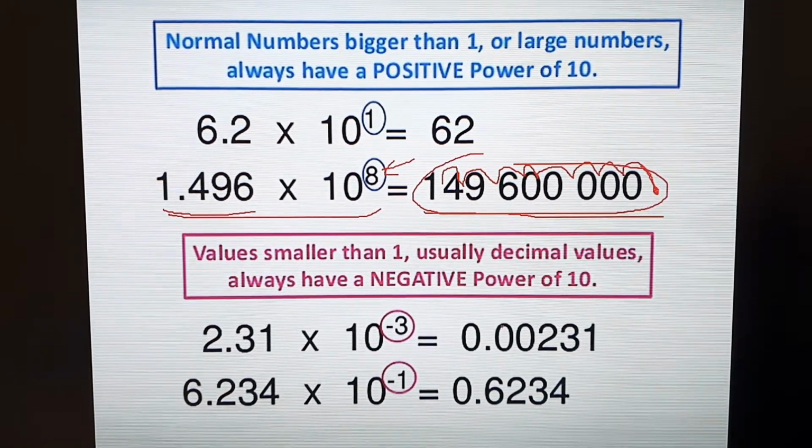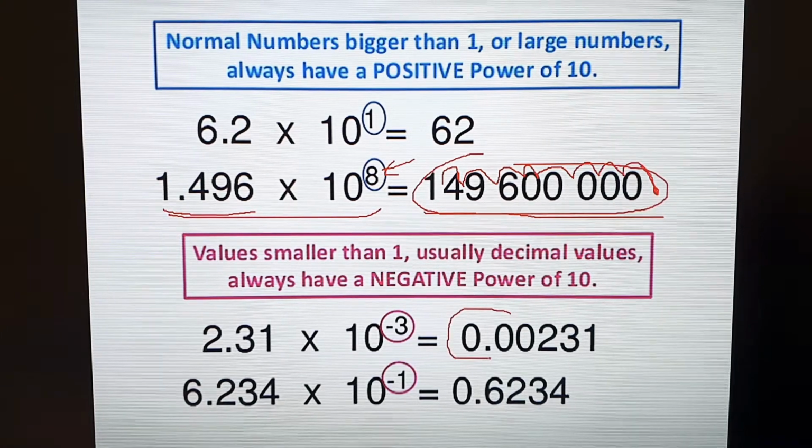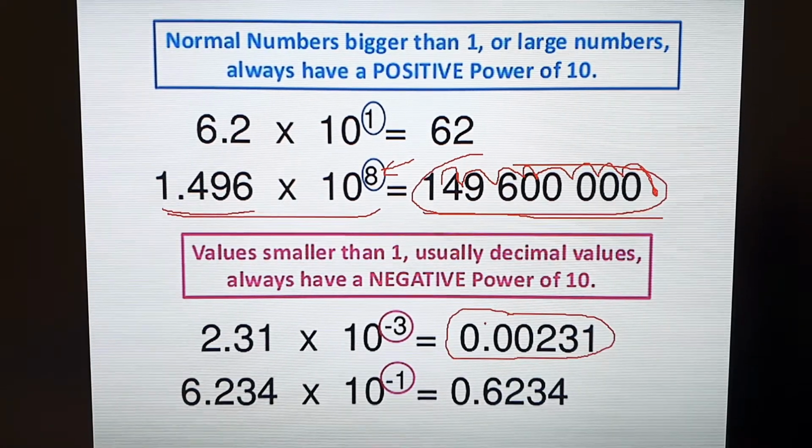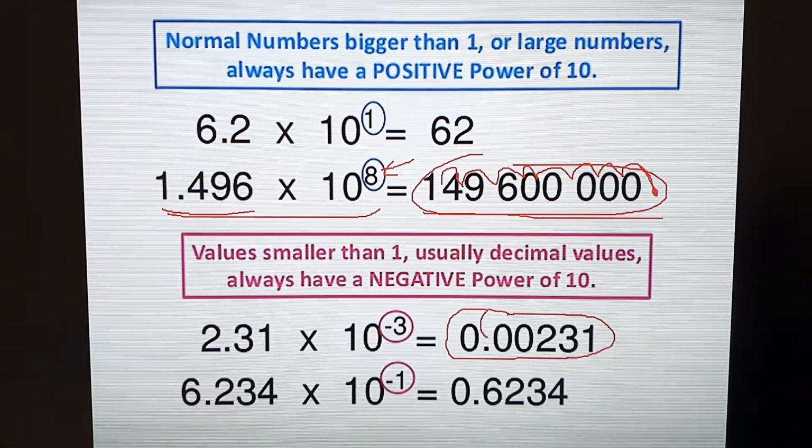Now going down here, if you look at this example right here, this is a small number. To write the scientific notation for this, all we have to do is move the decimal point, and this time we're going to move it in the opposite direction to make a number between 1 and 10.